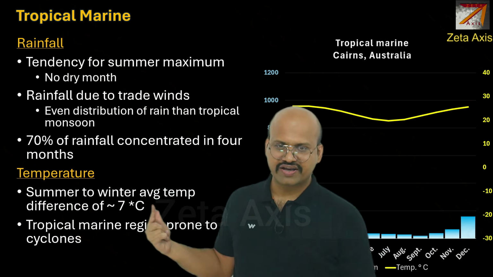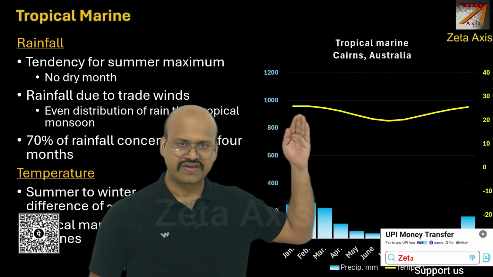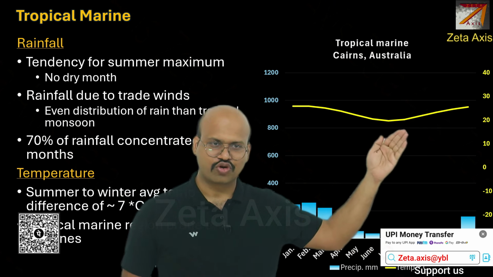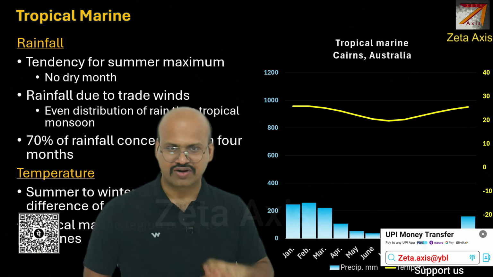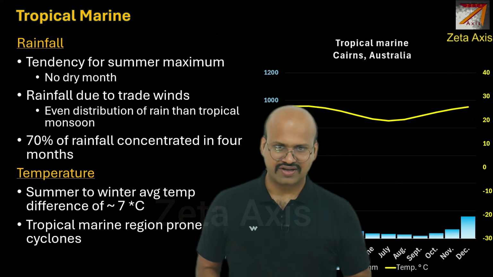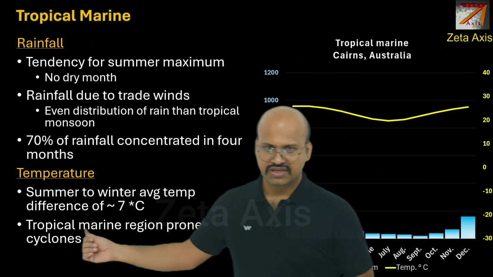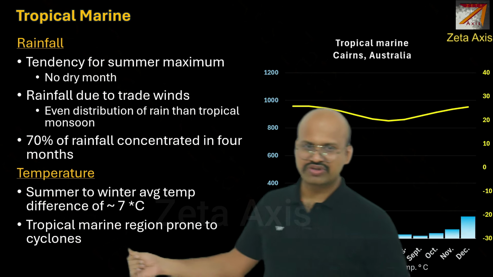Temperature, summer to winter average difference is 7 degrees Celsius. So if we see the months having highest temperature and the months having lowest temperature, we will see a difference of around 7 degrees Celsius. So the range is wider than the equatorial climate, where we saw that the difference was only 3 degrees Celsius. Tropical marine region is prone to cyclones.